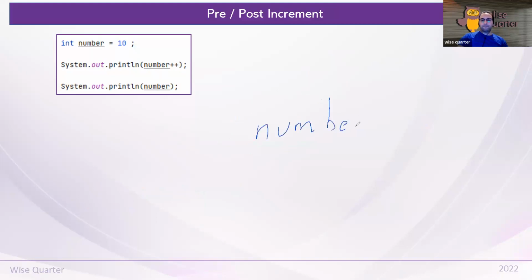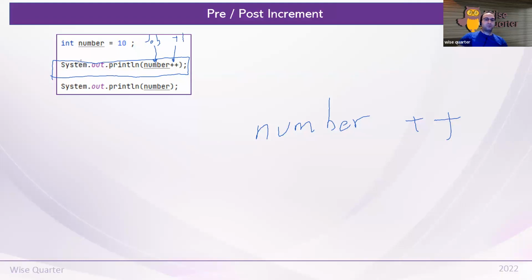number plus plus. When I write it like this, this means the job is printing the value, right? We are trying to print the value. This is the job we are trying to do. But plus plus is after the number.